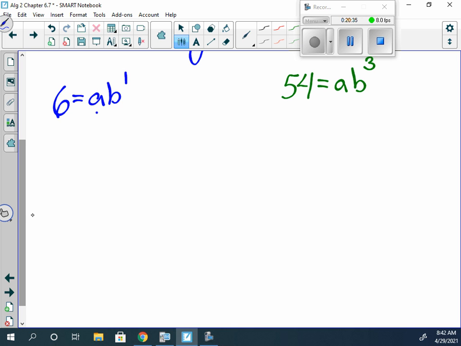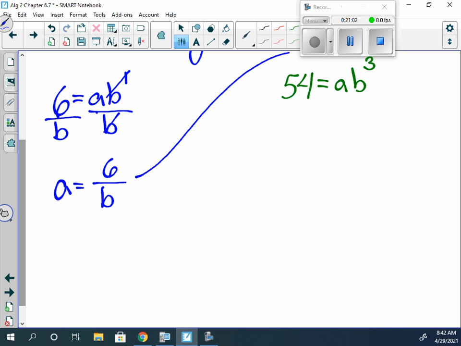So if I look at this here, 6 is equal to a times b to the first. If I want to get the value of a by itself, we can divide both sides by b, because these will cancel, telling me that a is equal to 6 divided by b. Any questions on this so far? Now we can bring it over here and plug it in.